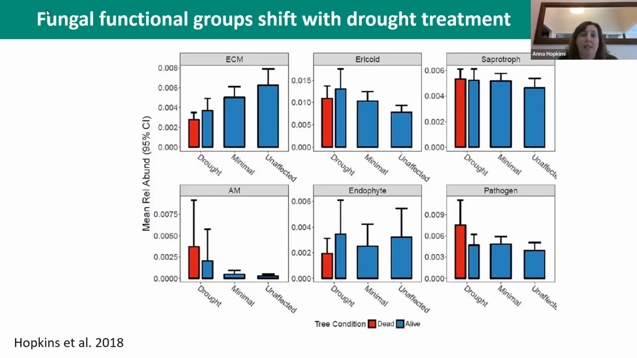So these were some really interesting patterns that we saw, and it leads to some really interesting questions about the resilience of those forests over time, if they're losing some of those key ectomycorrhizal species that might be helping in seedling recruitment or in maintaining the health and fitness of those adult trees over time.